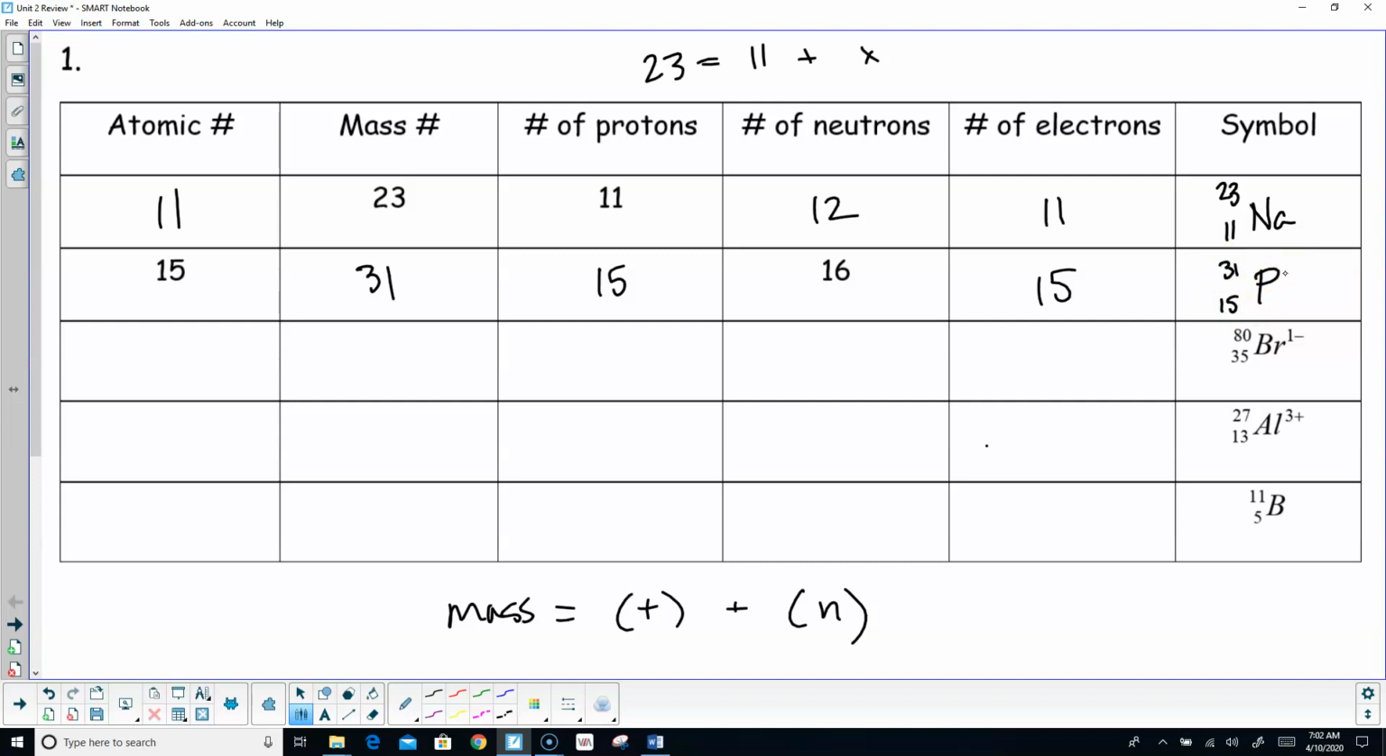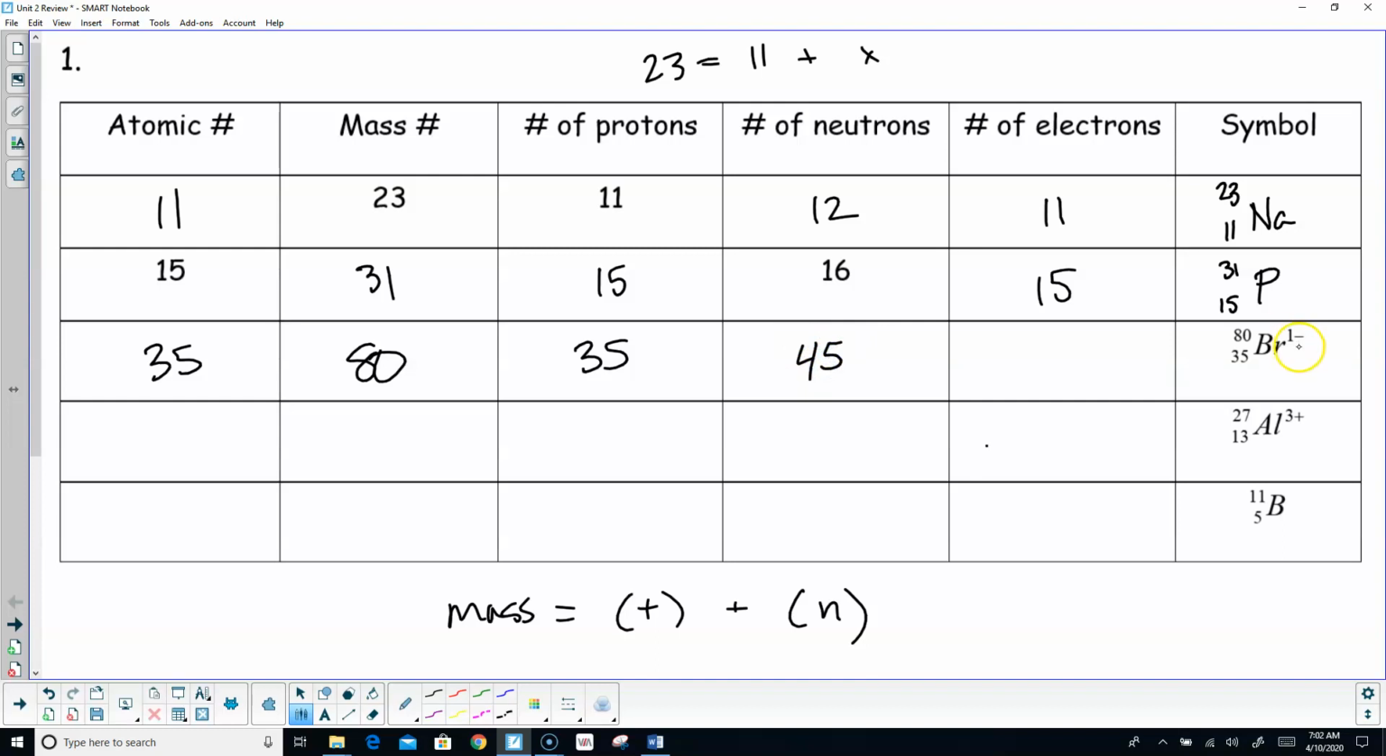Okay, this one, I have a charge, so we have to remember that the electron number is going to be different for this one. 35 is the atomic number, because it's written below, and then 80 is the mass. It's the big one on top. Number of protons will be equal to the atomic number, 35. Number of neutrons, so once again, if I know this is 80 and this is 35, if I subtract that, that's going to be 45. 45 and 35 will sum up to give you 80.